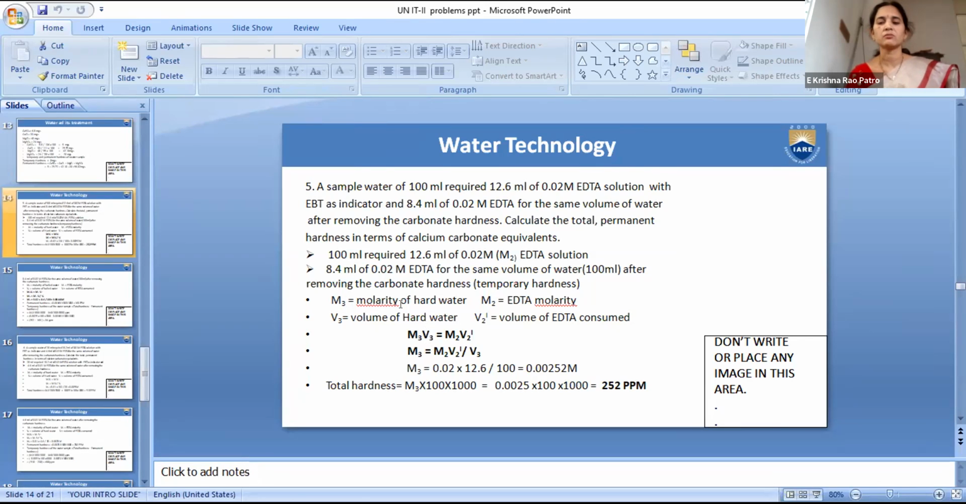Now write down what M3 is here: molarity of hard water. V3 is volume of hard water. M2 is EDTA molarity. V2 dash is volume of EDTA consumed. Now M3 is equal to M2 V2 dash by V3.